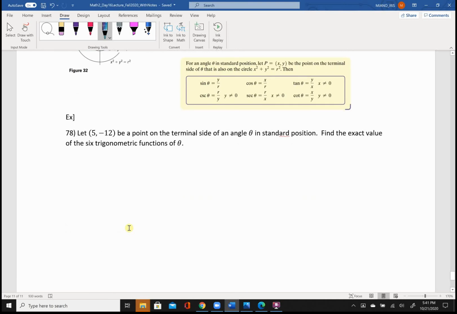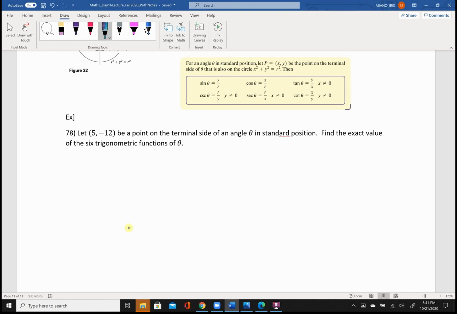So let's go ahead and take into account these adjustments to the 6 trigonometric ratios in order to find the exact value of the 6 trigonometric ratios of theta in this very specific situation where we have (5, -12) being the point on the terminal side of angle theta. So we're not dealing with the unit circle anymore.